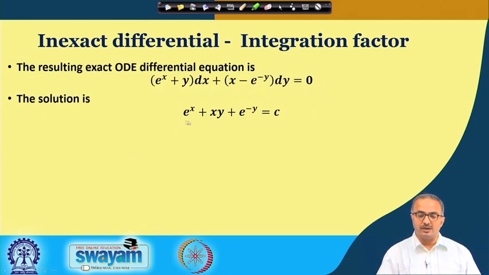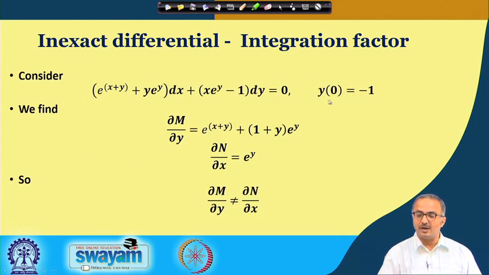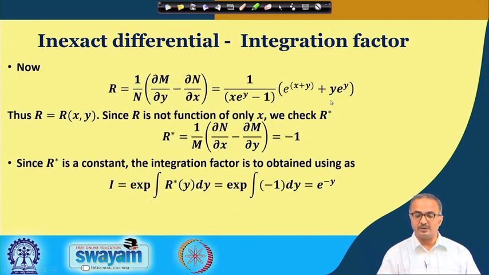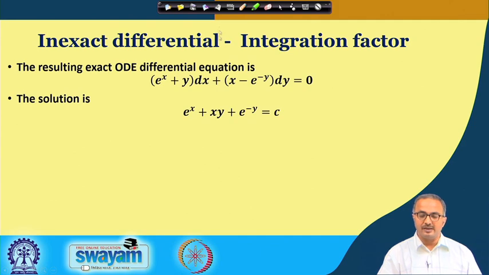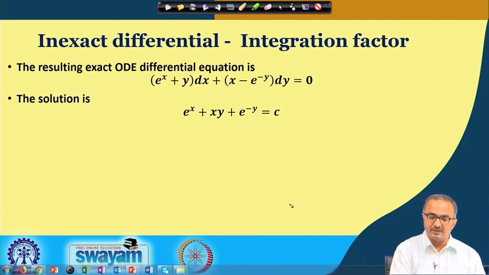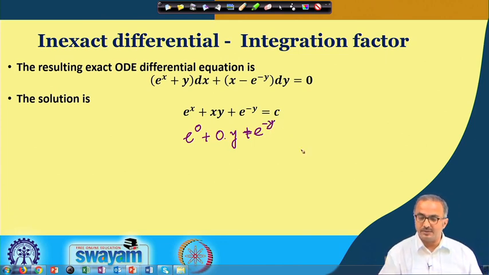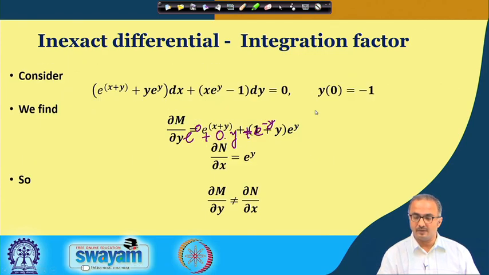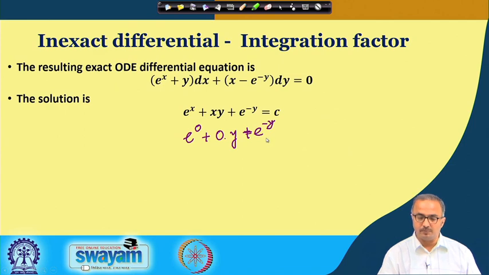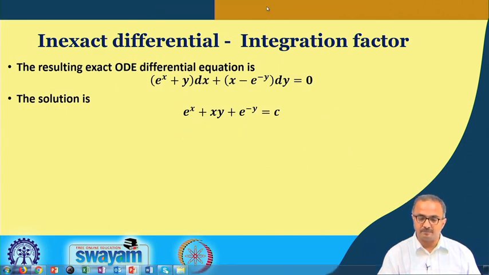So, what you can do is see that we were given that at x equal to 0 we have y equal to 1. So, what we can do, if you put here x equal to 0, that means e to the power 0 plus 0 into y is equal to e to the power 0 plus e to the power minus y, and this y is given as minus 1. So, you put this as minus 1.